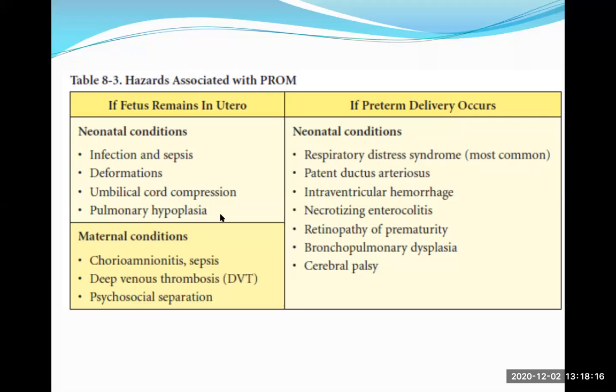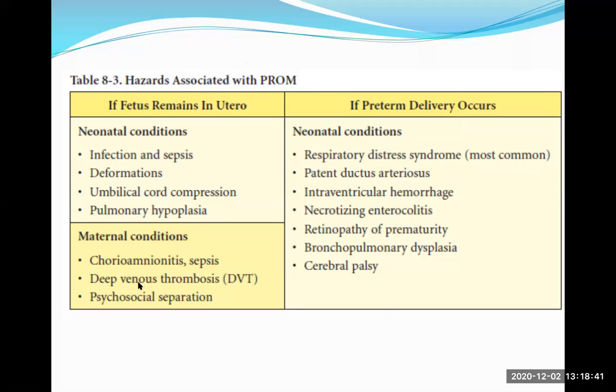Remember, for the development of the lung, we need amniotic fluid. If the amniotic fluid volume is less, that amniotic fluid cannot stretch the lung, which results in hypoplasia of the lung. This is known as pulmonary hypoplasia. And if this baby is delivered, the baby will suffer from respiratory distress. So this is the mechanism.